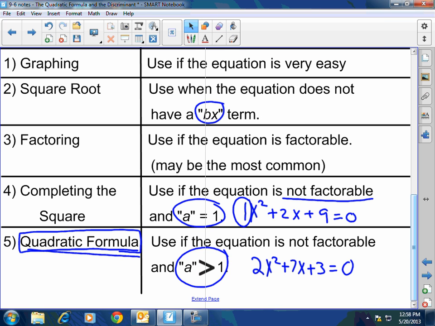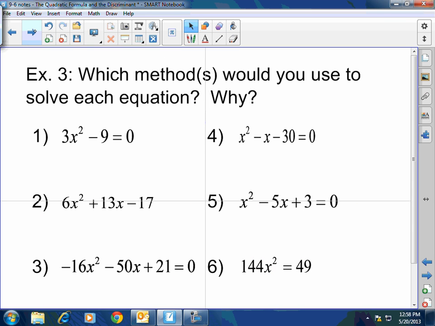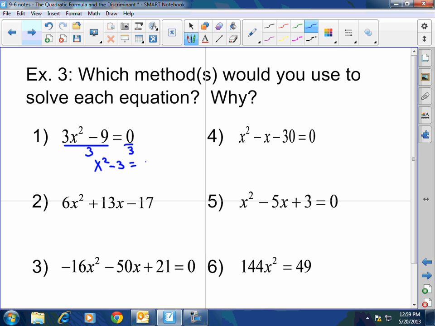All right, guys, let's see if we can put this together now. Which method would you use to solve each equation and why? Instead of me explaining why, I'm just going to go ahead and solve it for you. Well, for this first one, I'm going to go ahead and divide everything by 3. So I have x squared minus 3 equals 0. I do not have a bx term here.